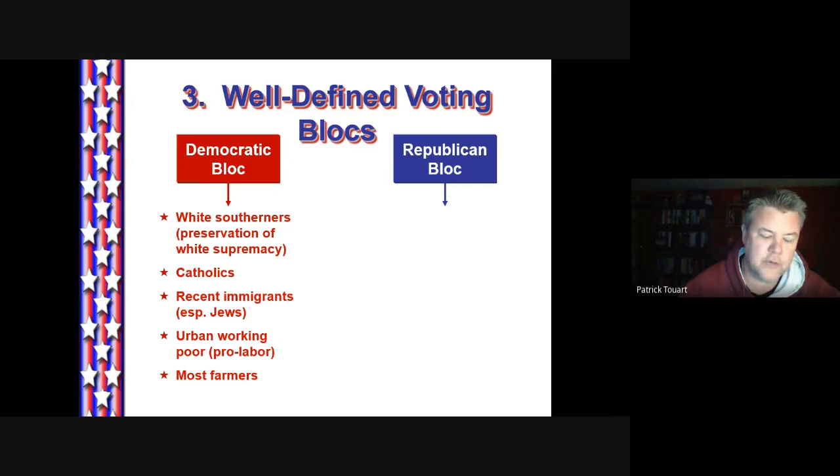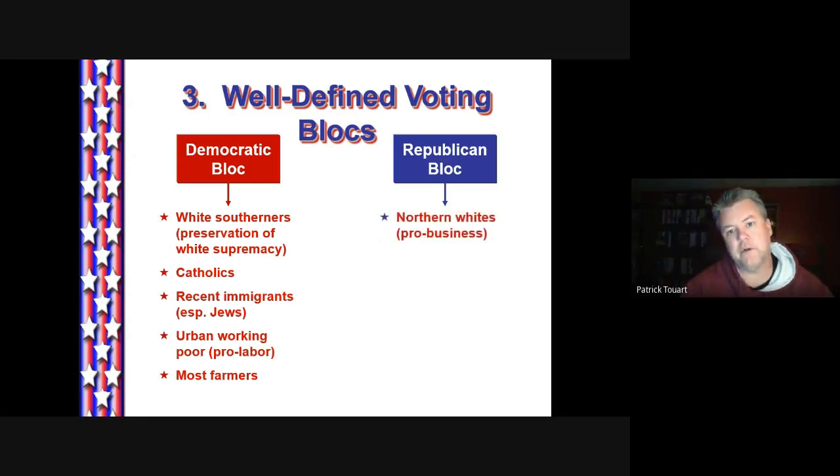And as soon as Reconstruction ends, you're going to start to see the Democratic Party begin to rise, so to speak, and see more people elected. Think of Cleveland's two elections, later Woodrow Wilson, FDR, and on up to the Reagan era. So the Republicans are traditional.